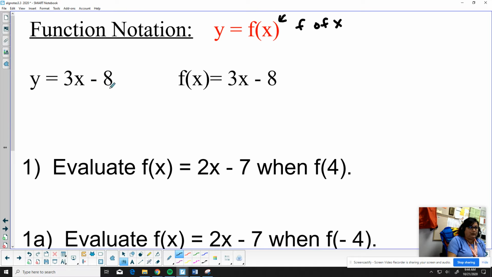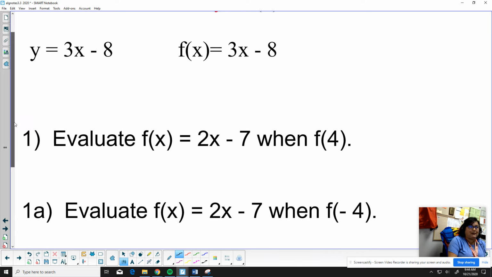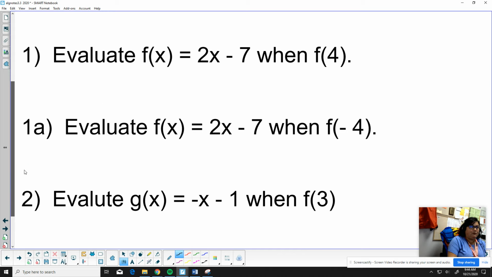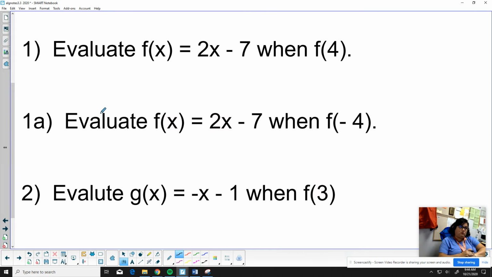These are two linear equations that are written exactly the same. y equals 3x minus 8 and f of x equals 3x minus 8. These are the same. This is written in function notation over here. So they're the same thing. They're going to graph the same. They're both linear. So the first thing you had to do was understand that y and f of x are the same thing. So now I'm going to evaluate.